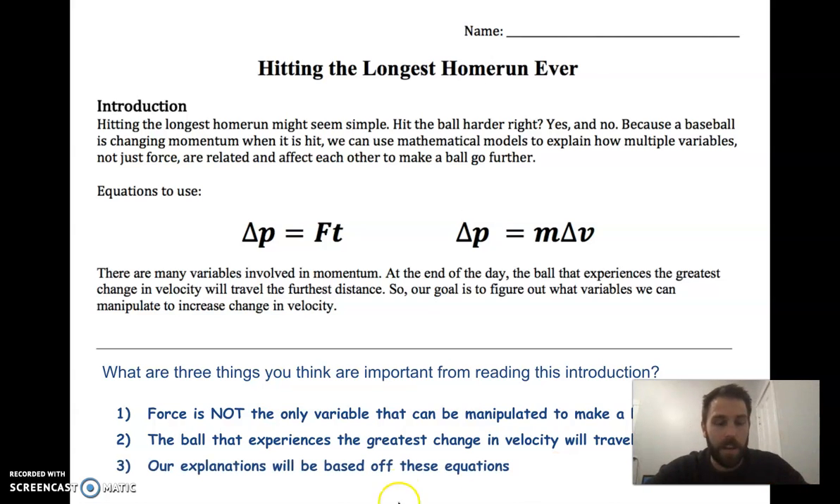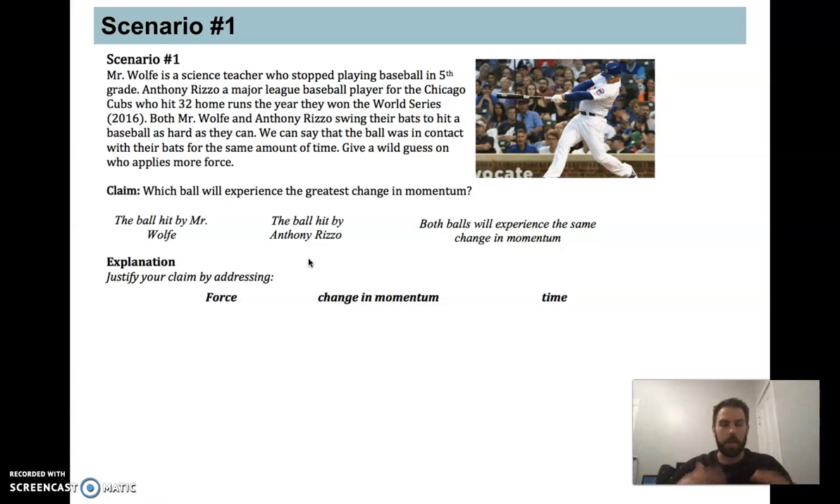And then also our explanations are going to be based off these equations. So let's get into it with a smaller example. This is kind of like a concluding statement, but now we're doing it with our momentum problems. You're going to read through this problem, circle your claim, and then write a quick concluding statement to answer scenario number 1. Then we'll go over it.